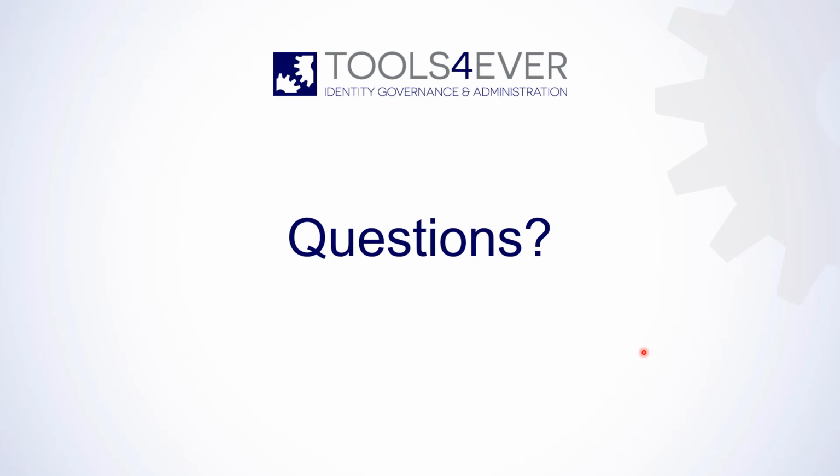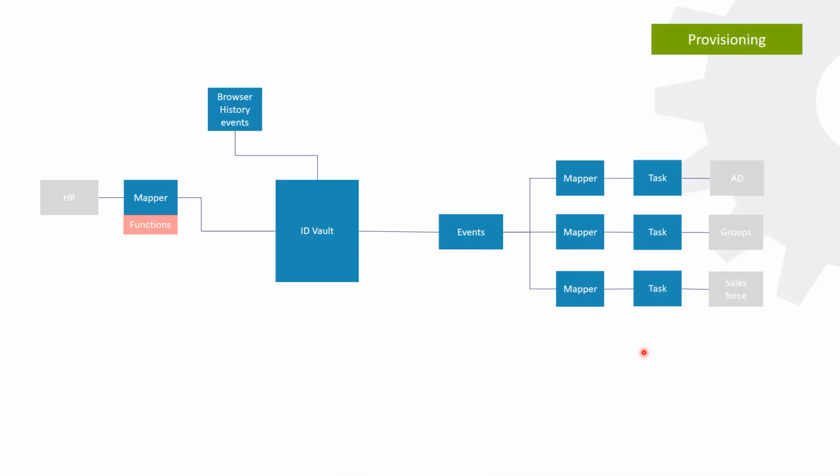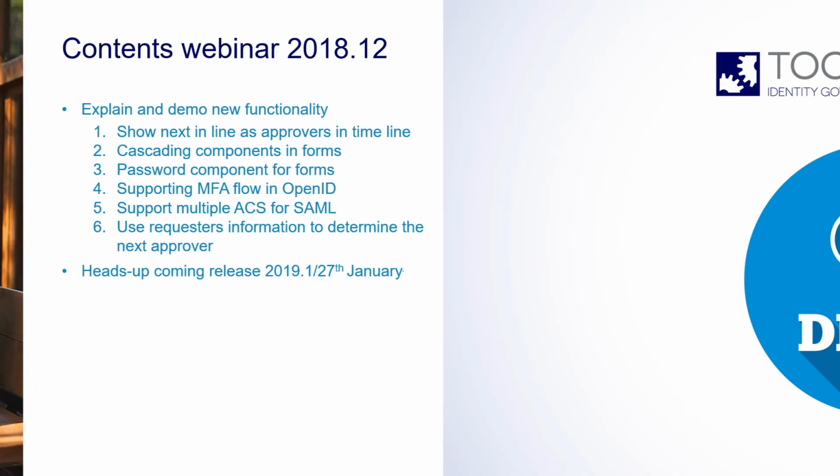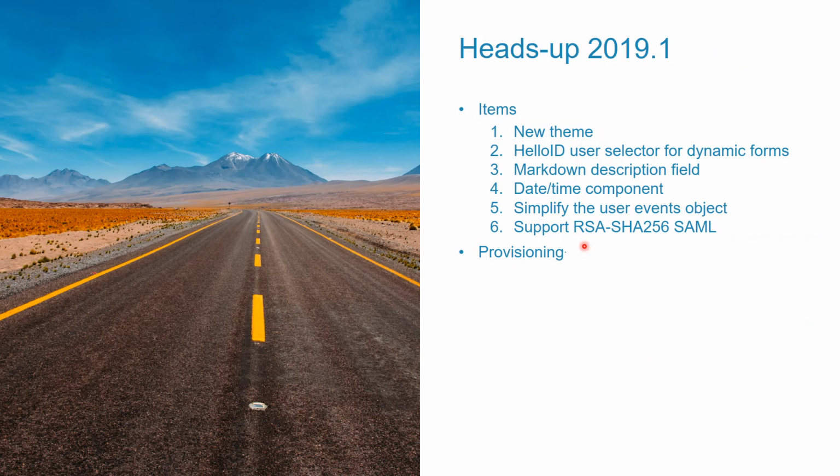Alright, that's it for today. So this is, I think, important that these are the new items that we will do in the next release, one release. And then we will continue to add stuff on provisioning. So the stuff that I just showed you on provisioning will be added the coming 6 months. So that's important to know. Of course, it will not be available in the January release.